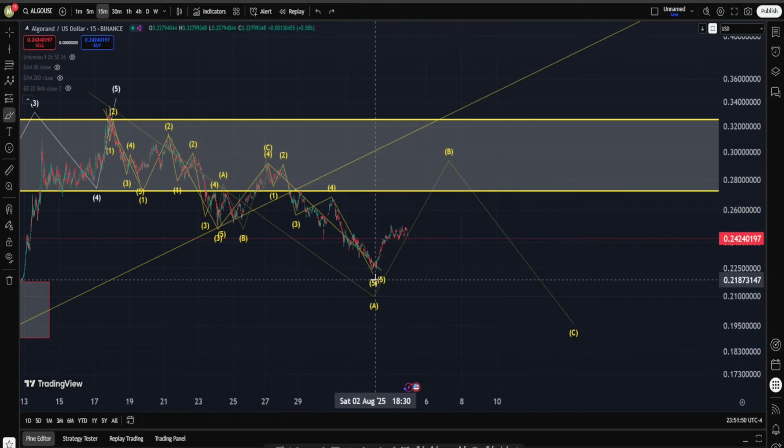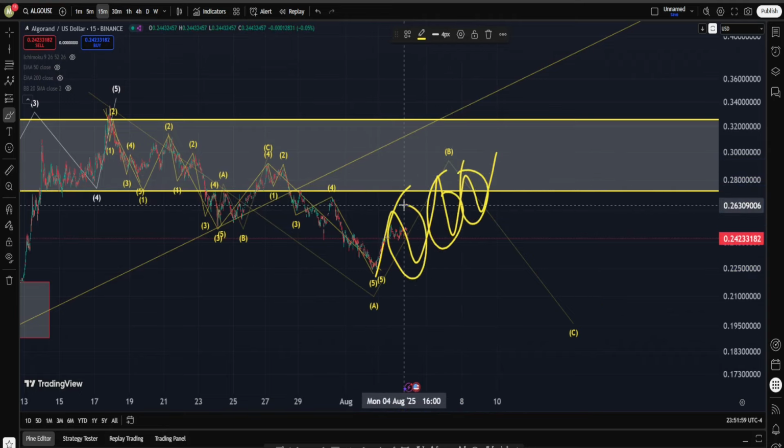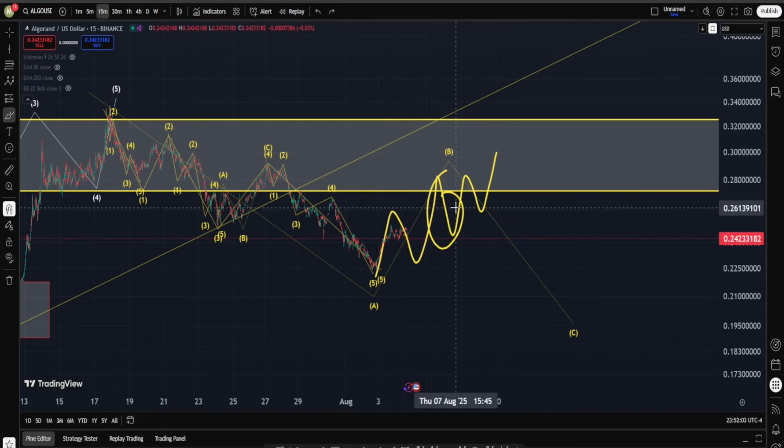And one very important characteristic of a correction is what? You know it, being very slow and choppy. And between our pullbacks down, you constantly have to find overlapping of the waves in order for you to say this is a correction with more confidence.